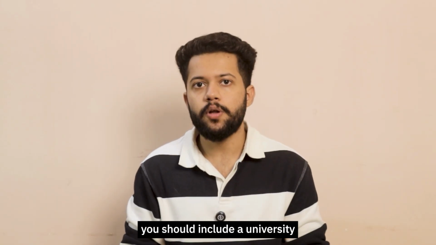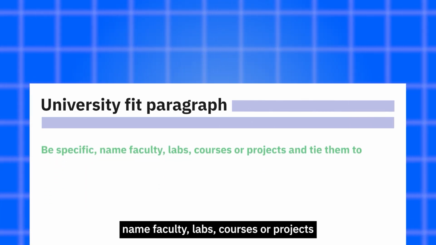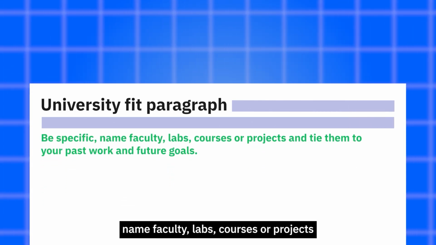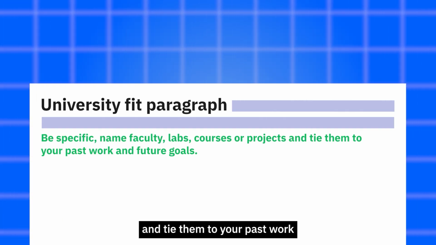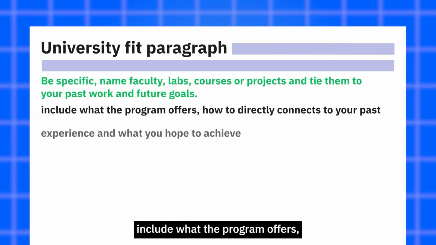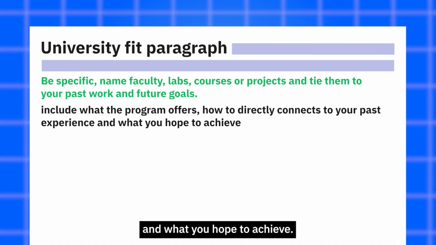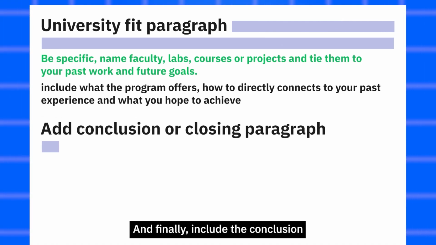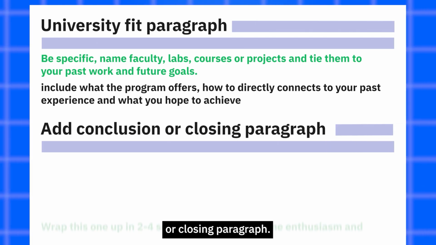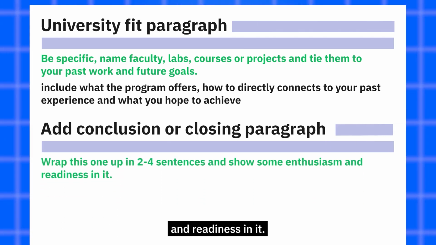After this, you should include a university fit paragraph. This is where you prove why this university and why now. Be specific, name faculty, labs, courses, or projects, and tie them to your past work and future goals. In this paragraph, include what the program offers, how it directly connects to your past experience, and what you hope to achieve. And finally, include the conclusion or closing paragraph. Wrap it up in 2 to 4 sentences and show some enthusiasm and readiness in it.